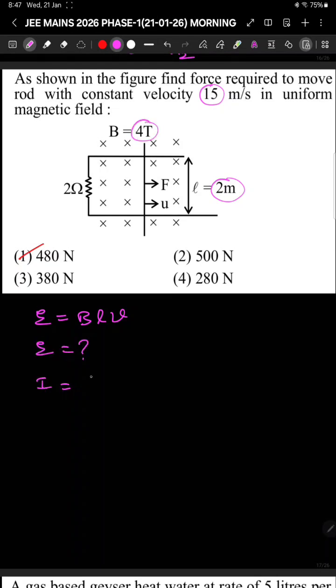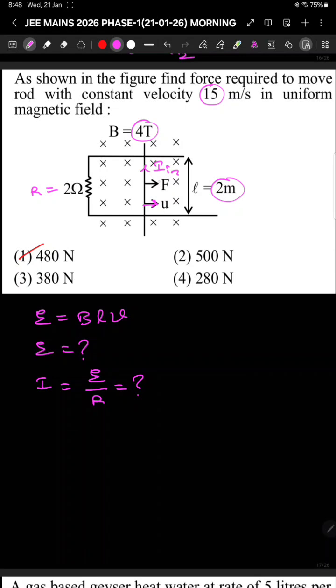Current formula: total EMF by total resistance. Here the resistance value is given as 2 ohms, from this you can find the I value. To represent the direction of the induced current, apply Fleming's right hand rule. Forefinger is the magnetic field into the board, thumb is the motion to the right side, and the central finger gives the current direction, which will be upwards. You can check with your hand here, the current direction is upwards.